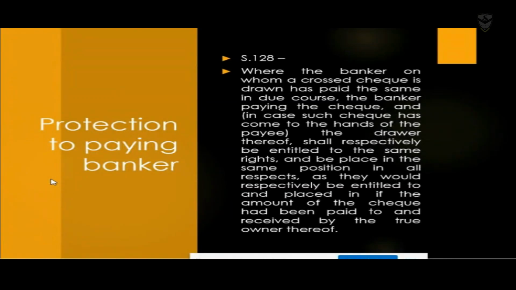Section 128 says that where the banker on whom a crossed check is drawn has paid the same in due course, the banker paying the check, and in case a check has come to the hands of the payee, the drawer thereof shall respectively be entitled to the same rights and possession in all respects as they would respectively be entitled to and placed in if the amount of the check had been paid to and received by the true owner thereof.